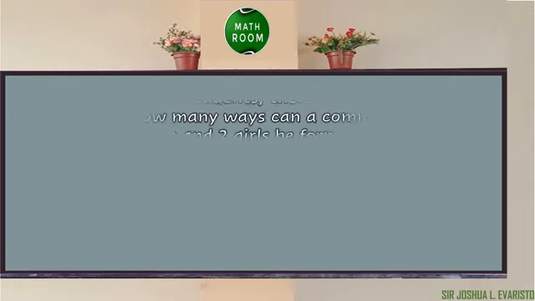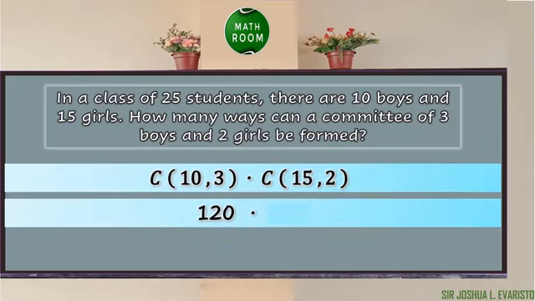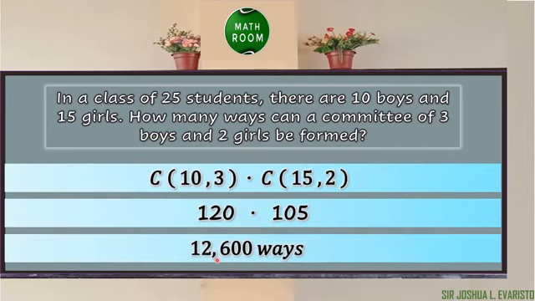Since we already have the values of the combination of 10, 3 and the combination of 15, 2, we can now substitute the given values. So the combination of 10, 3 is equal to 120 times the combination of 15, 2, which is equal to 105. 120 times 105 is equal to 12,600 ways. Thus, we have 12,600 ways a committee of 3 boys and 2 girls can be formed.